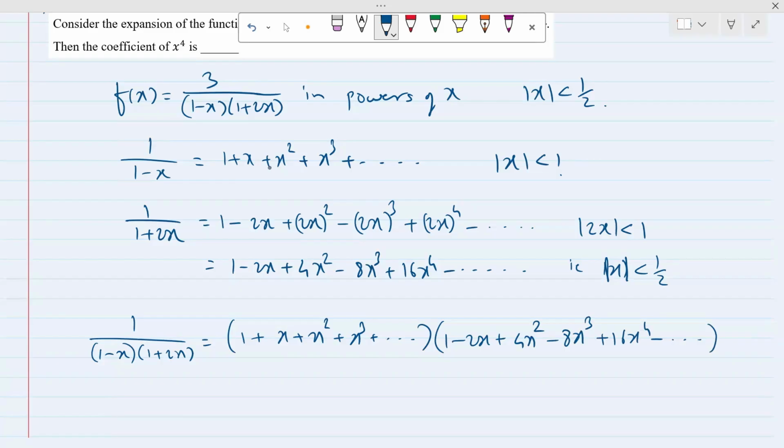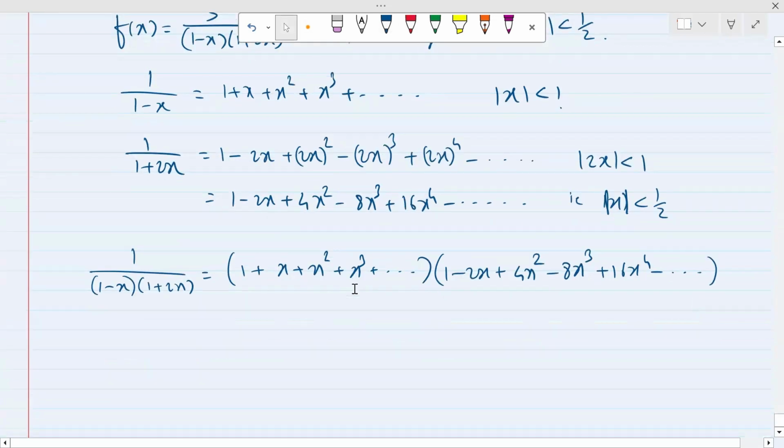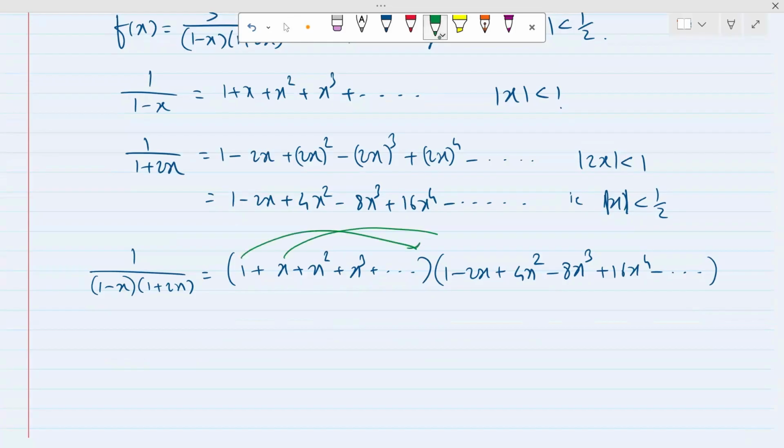Sir, the formal multiplication method I think would not work here because both contain infinitely many terms. Yes, correct. You cannot simply multiply 1 by this full bracket, and then multiply x by the full bracket, and then x square. That won't work. You'll get lost. It's very difficult to understand what the product is in that way.